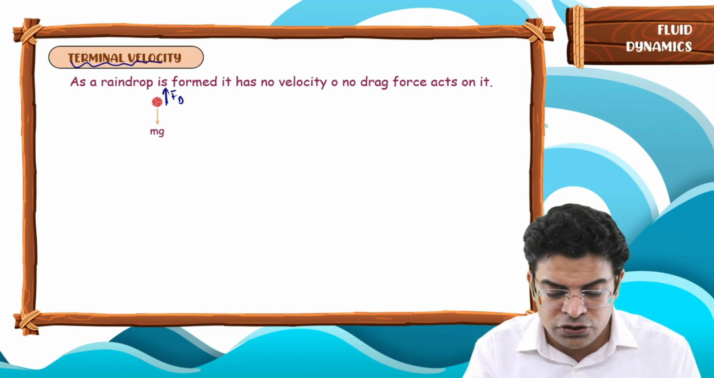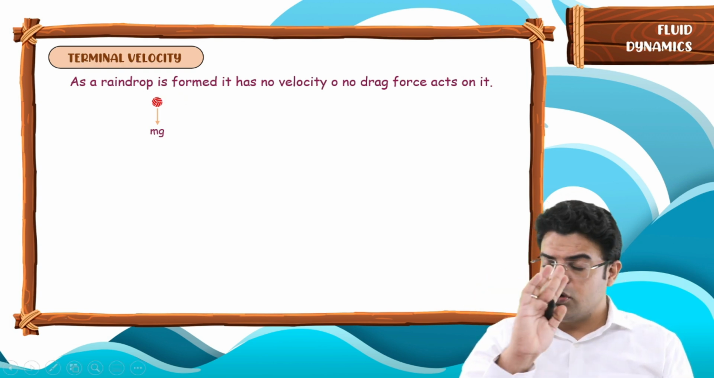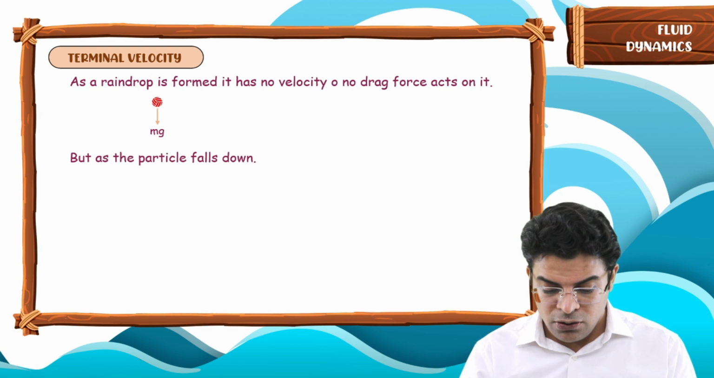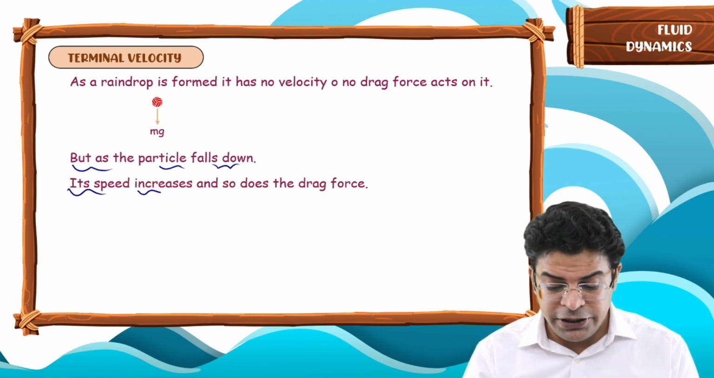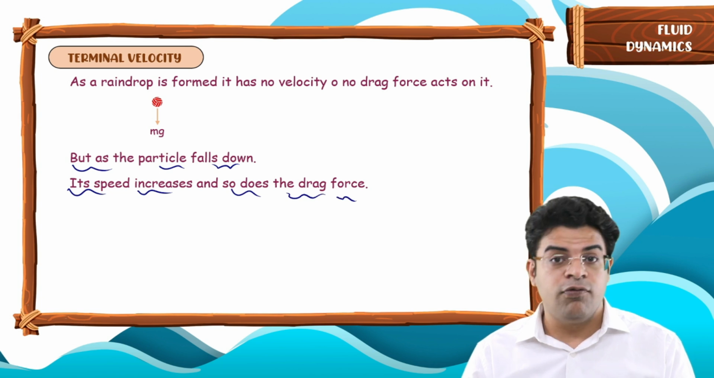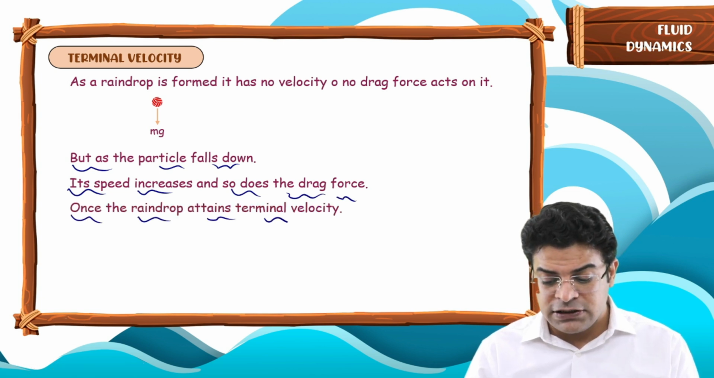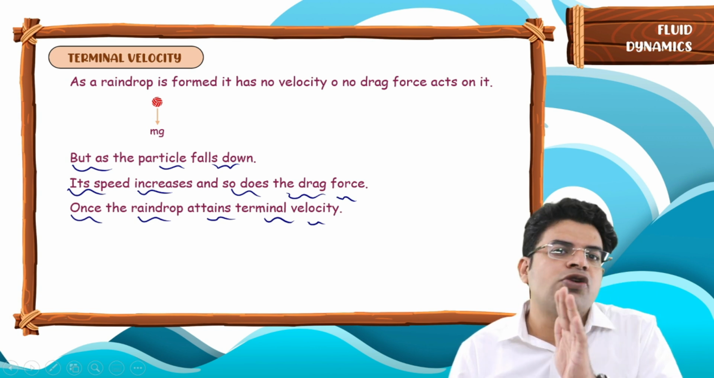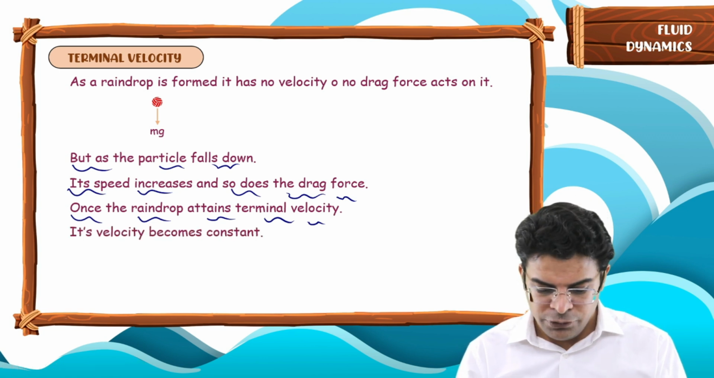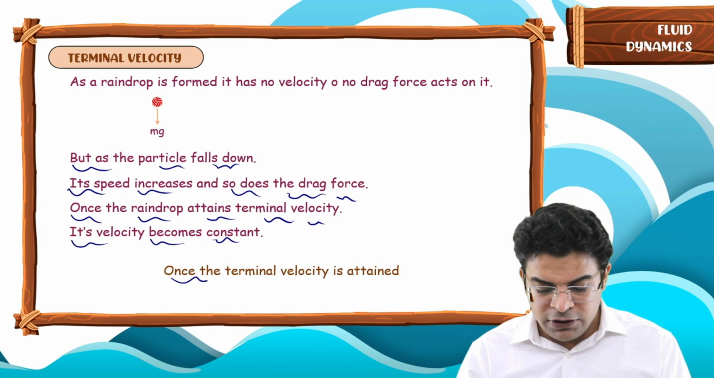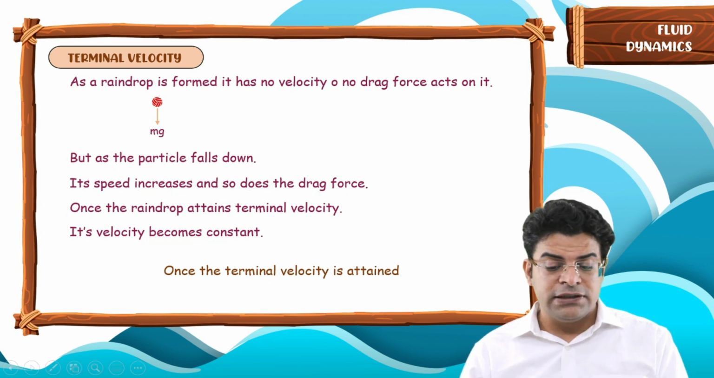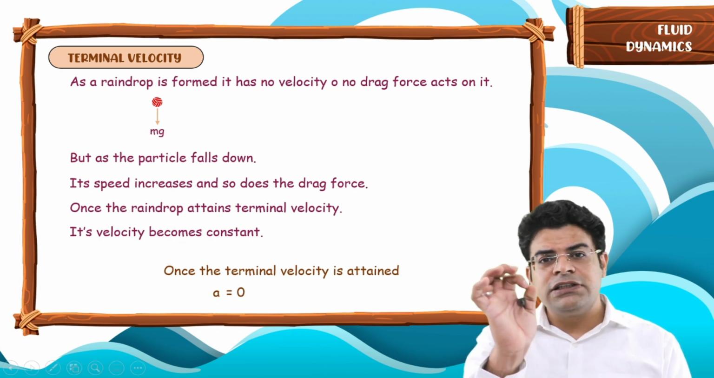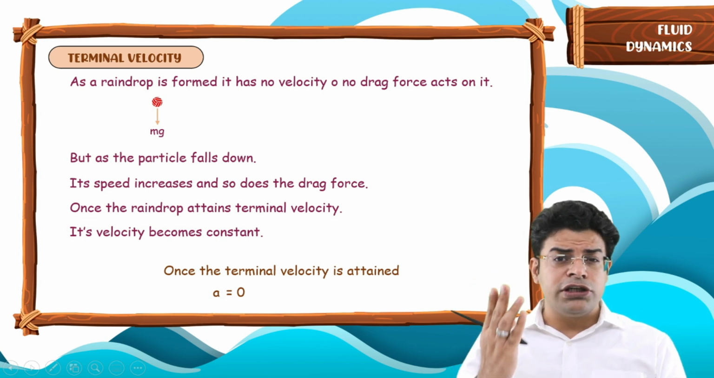So the drop falls down then with a constant velocity, and this constant velocity is called the terminal velocity. So when the raindrop is formed, it has no velocity, and since it has no velocity, there is no drag force acting on it. But as the particle falls down, its speed increases and so does the drag force. Once the raindrop attains terminal velocity, the final ultimate constant velocity, then the acceleration has to be 0. Its velocity becomes constant, and the acceleration of the raindrop will be 0.